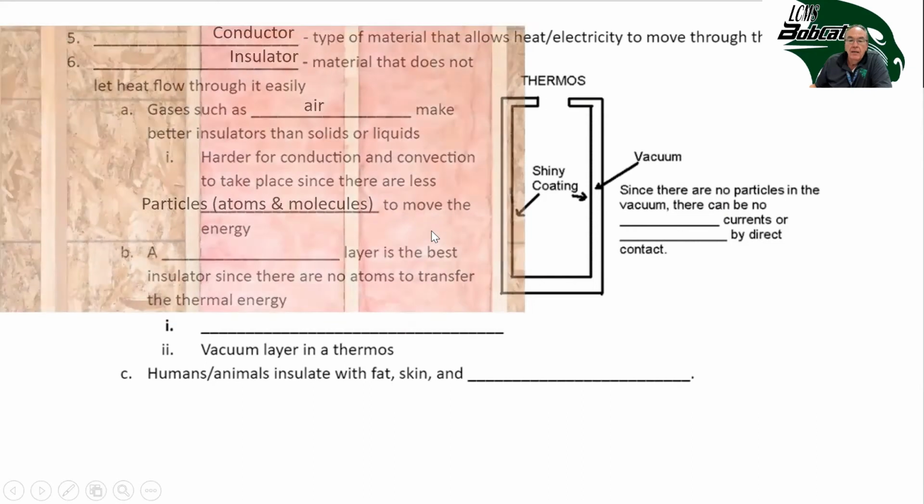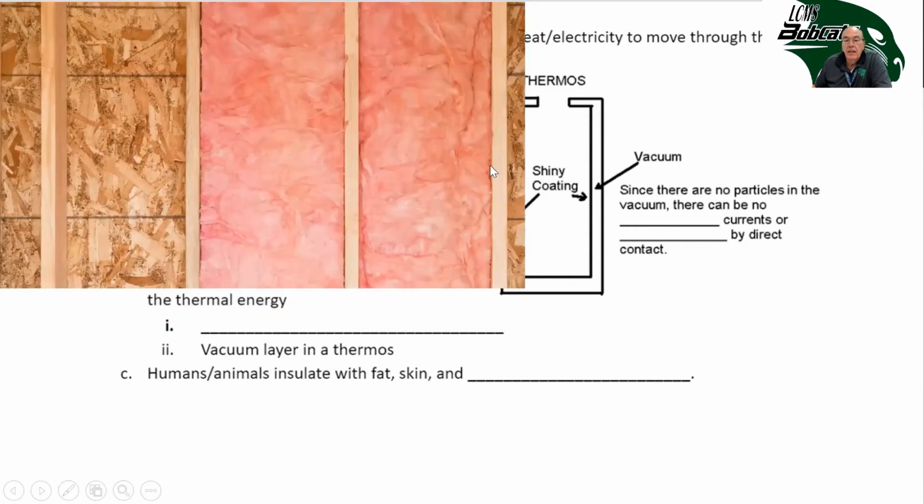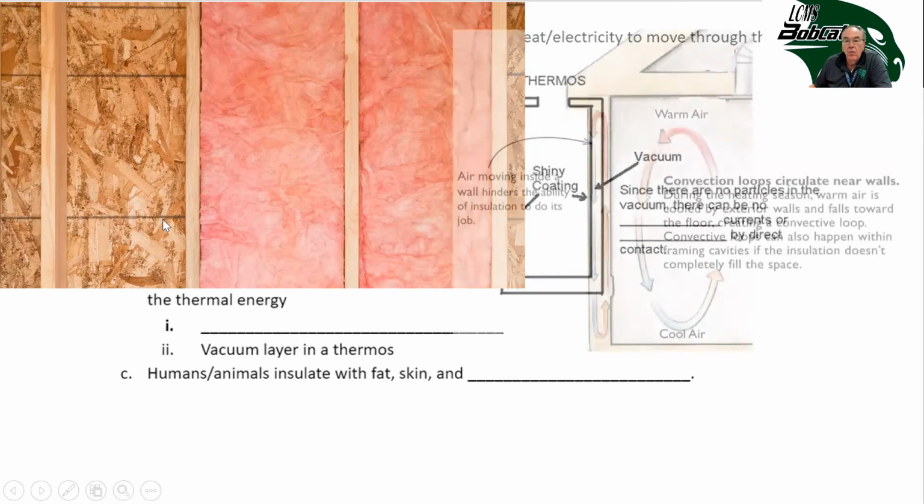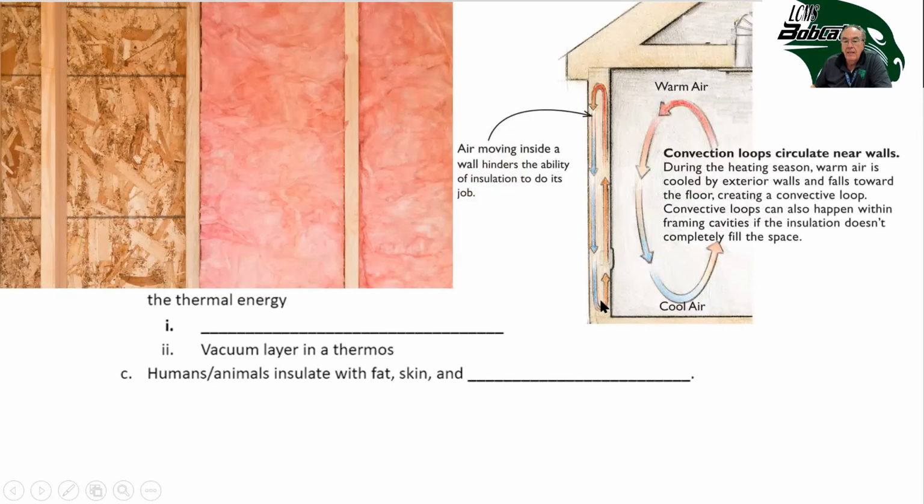So when we look at insulation in a wall, say there's no insulation, there's just this space in the wall that's hollow. What happens is the air inside that hollow space starts to heat. When it heats, it starts to rise, and then it starts to expand, and it creates this convection current inside the wall.